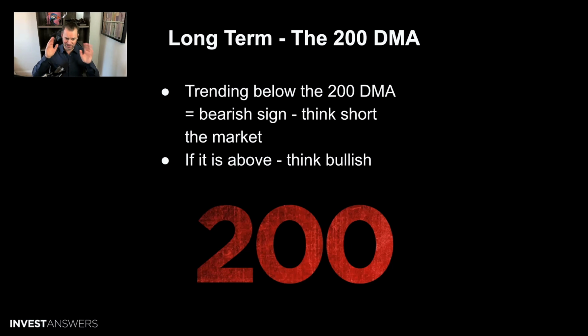So think short the market, not a good thing. It means the market trend is going downwards and the asset you're looking at is doing even worse. If it's above, think it's bullish. And again, always think big picture, zoom out and look at the market. Look what competitors are doing in the same space, whether it's interest rates or currencies or commodities or tech stocks or energy stocks. Remember, always have an eye on the macro element of exactly what's going on.